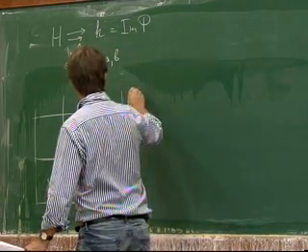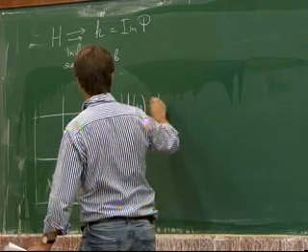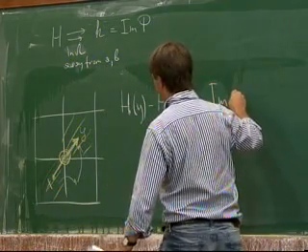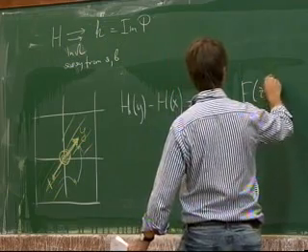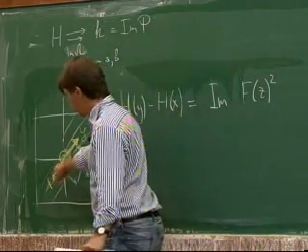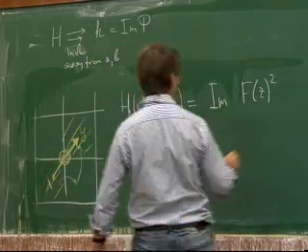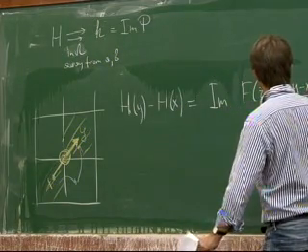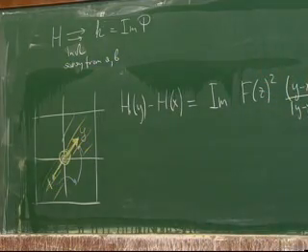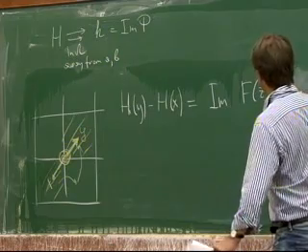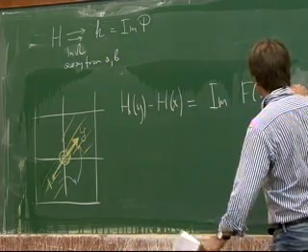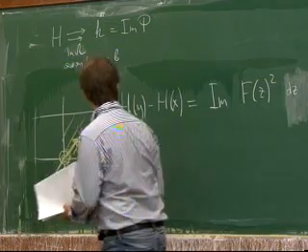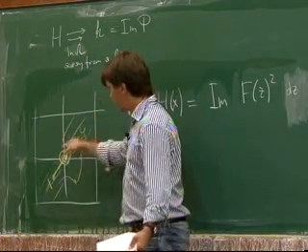H of y minus H of x is indeed the imaginary part of f of z squared. But we should do dz in this direction, so we should multiply by the vector y minus x. Let's put it dz. By dz, I denote this vector. So dz is this yellow vector. If we indeed integrate f squared in this direction, then this is exactly the formula we get.